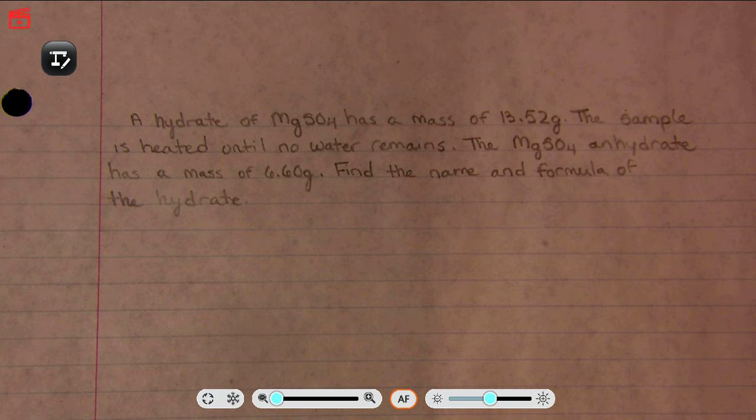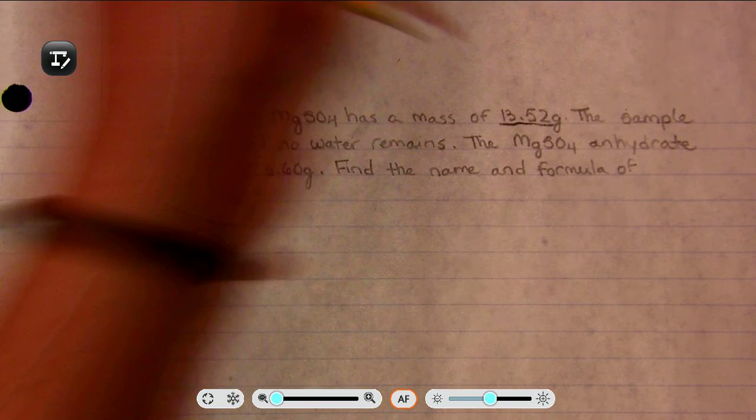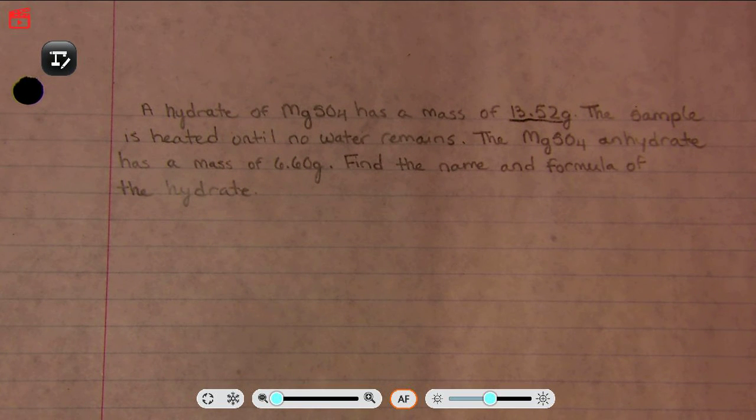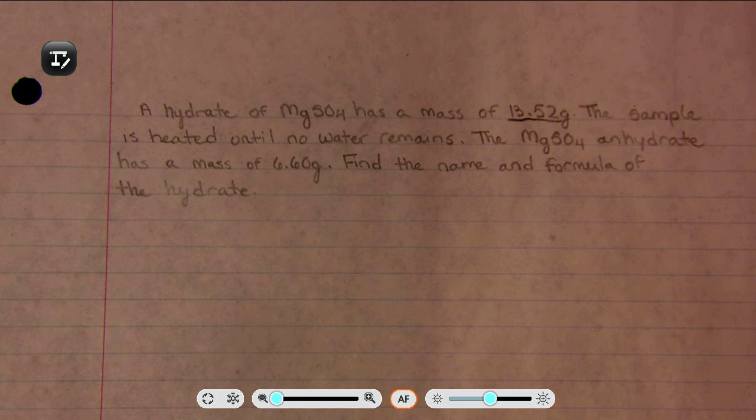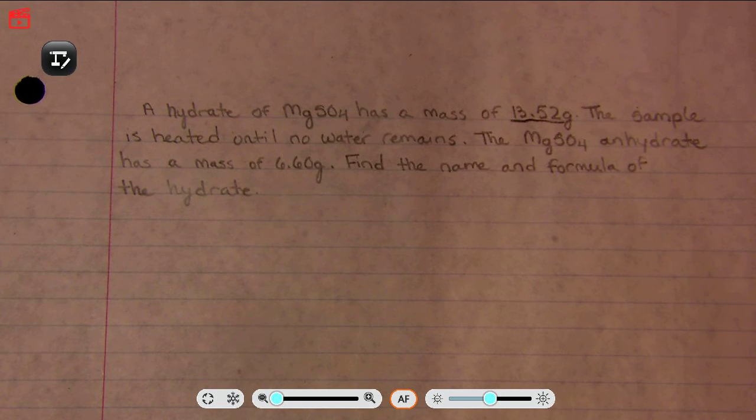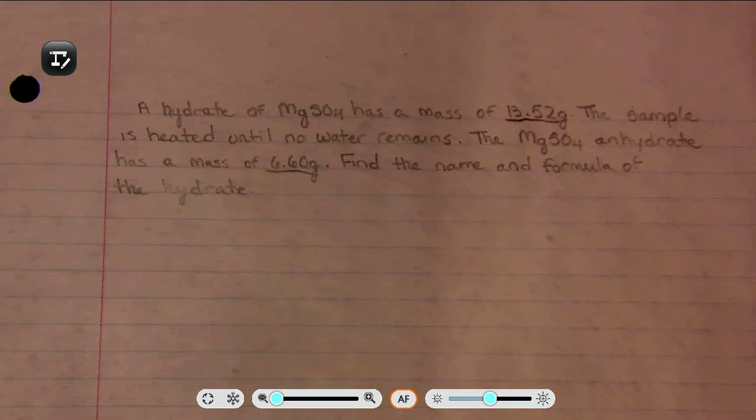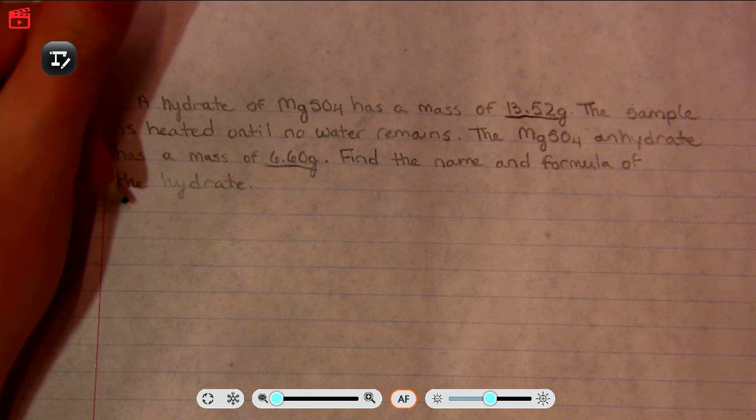So we're going to begin like we normally begin. We know that we have a hydrate. Again, I apologize for my left hand. So we know we have a hydrate, and we know that our hydrate is going to be composed of magnesium sulfate and water. The total mass of our hydrate is 13.52 grams, but the mass of our magnesium sulfate is 6.60 grams. So I'm just going to make a note of that.